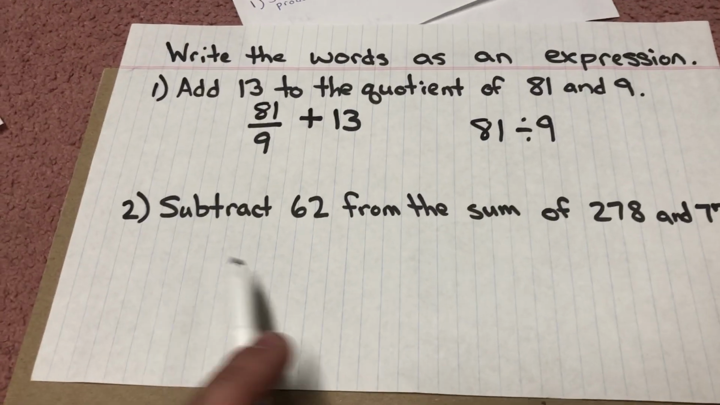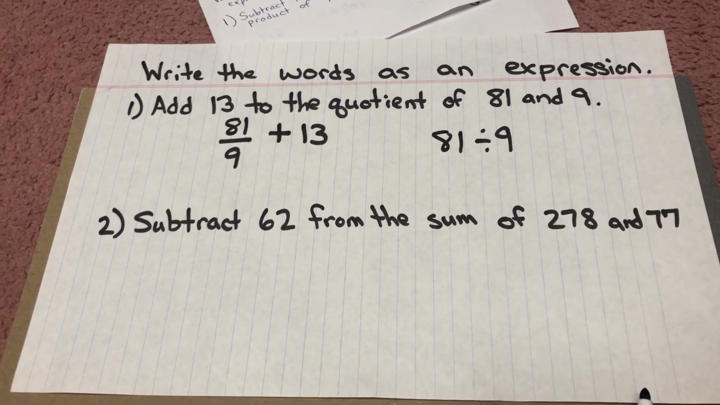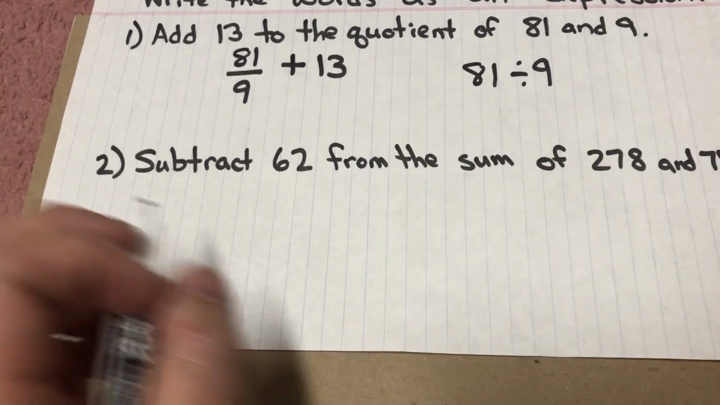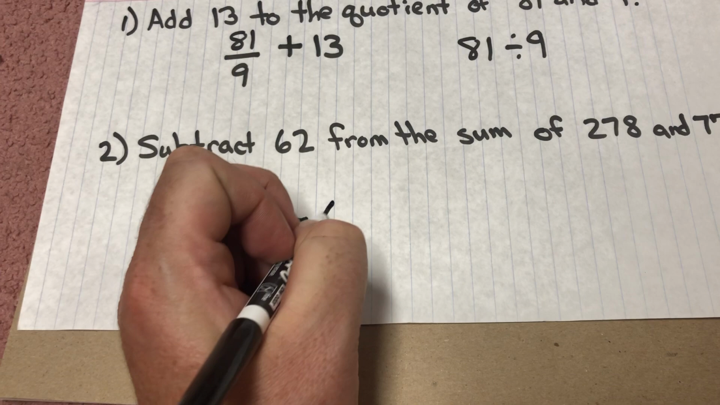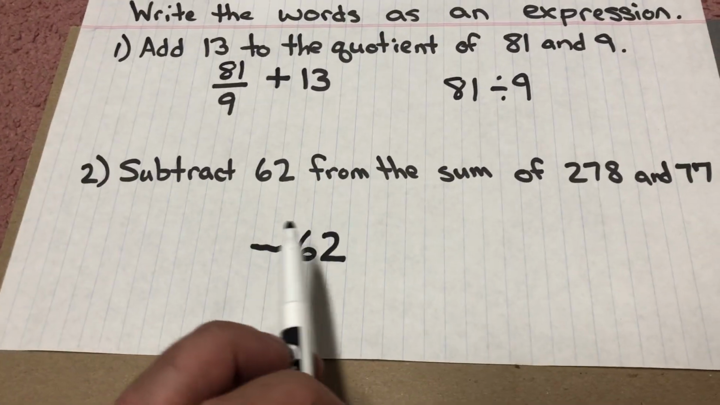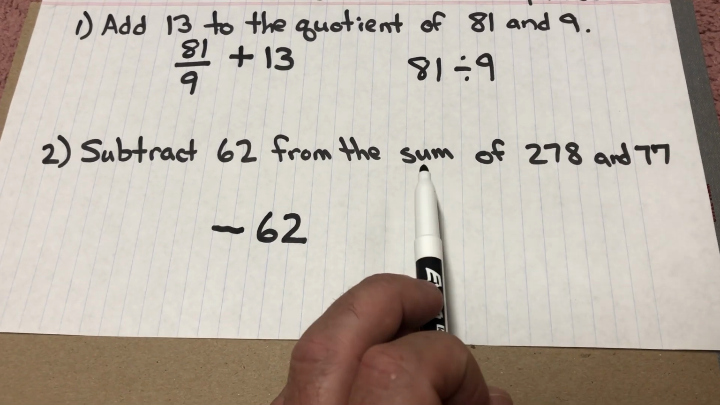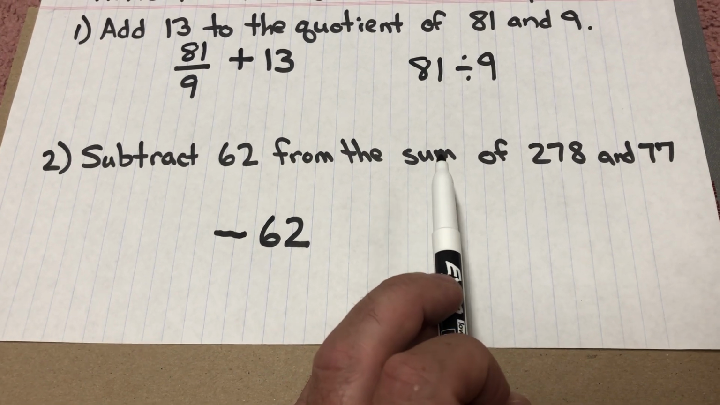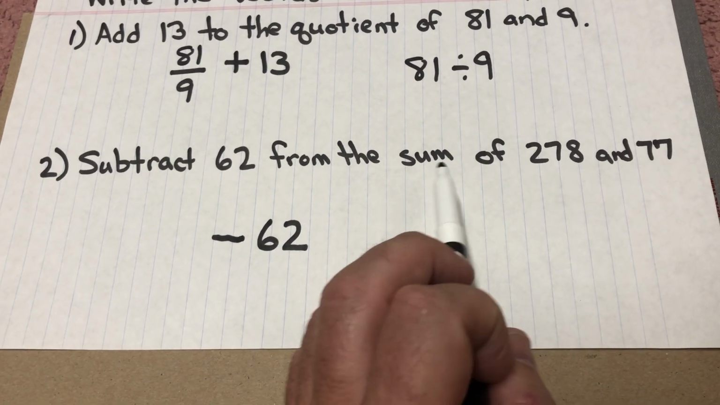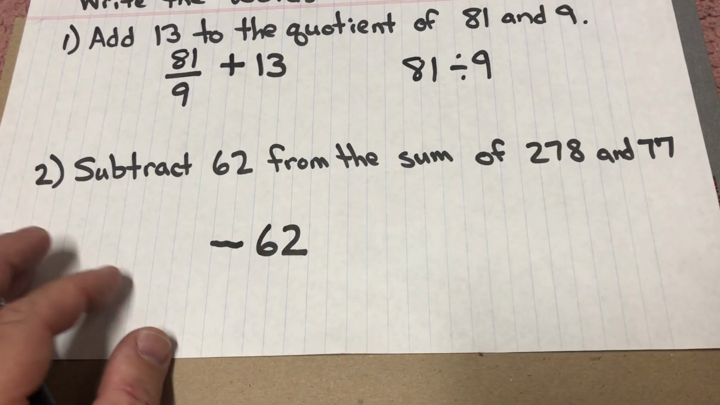Number 2 tells us to subtract 62 from the sum of 278 and 77. So first of all, it says subtract 62. That has to register in our brain, fifth graders, that means minus 62. We're going to be subtracting 62 from the sum of 278 and 77. Once again, the key word here is sum. The sum is the answer to an addition problem. So it says the sum of 278 and 77. So I'm adding those two numbers together.